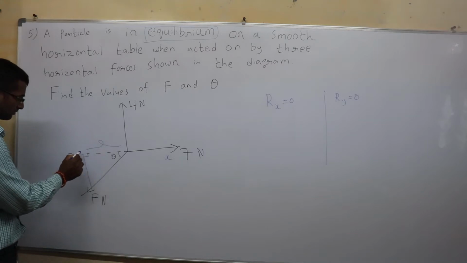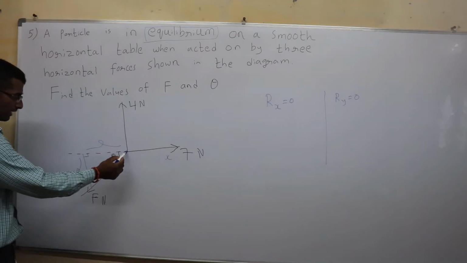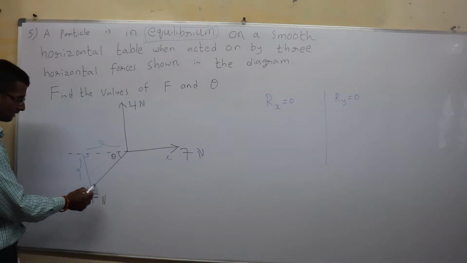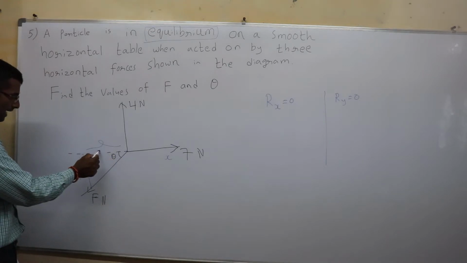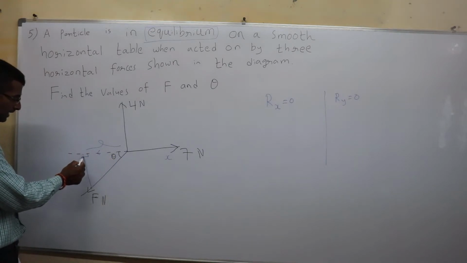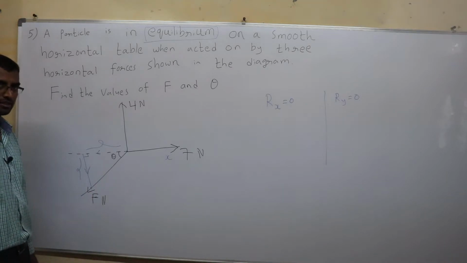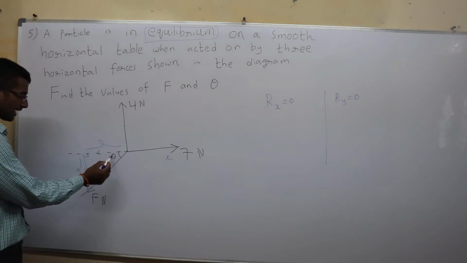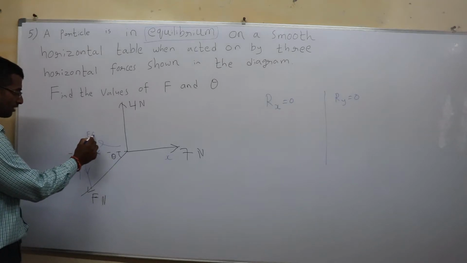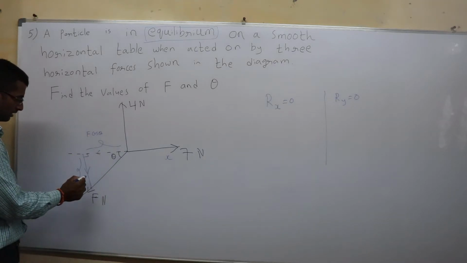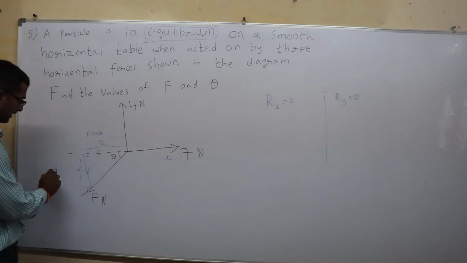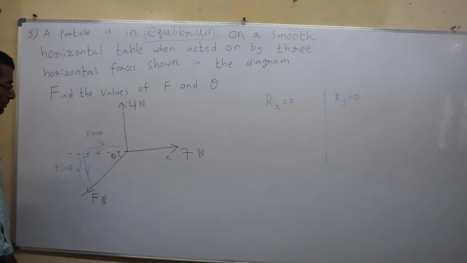Now, instead of walking from this point to this point, I am walking like this, so the arrow has to be here. From here I am walking down, so the arrow has to be down. Clear? And next, since this is adjacent to this angle, this comes F cos theta. This is opposite to the angle, so this becomes F sin theta. Now, I cannot resolve any more in the diagram.